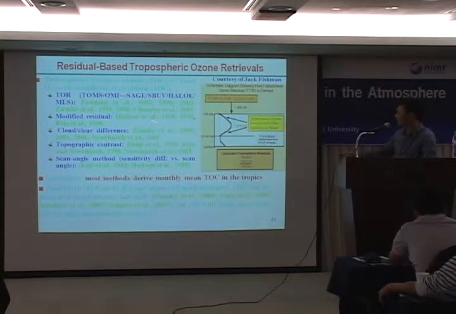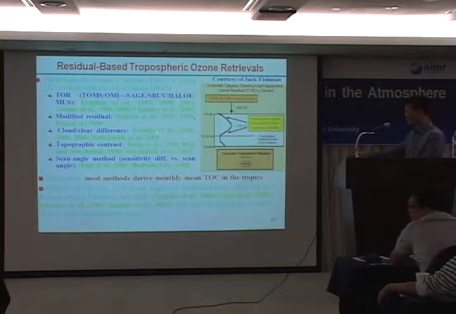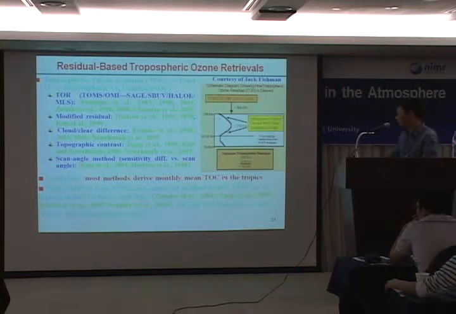I will not go into detail of these different methods. Professor Jack Ham, but I don't know which Jack Ham, have actually involved four of the methods. But there's some limitation with these methods. Most methods can only derive the monthly mean tropospheric ozone column, mainly in the tropics.